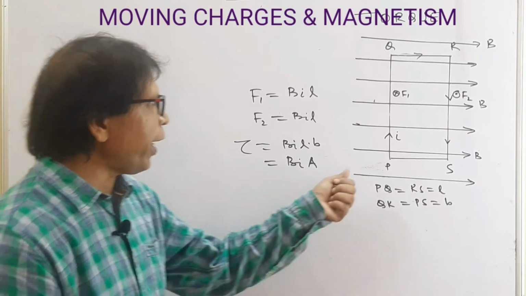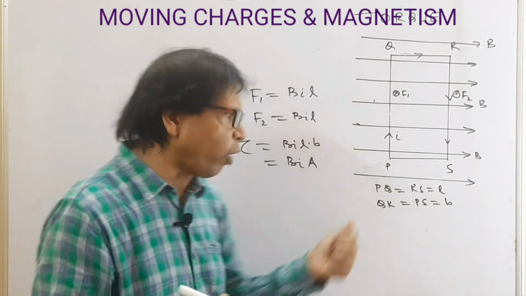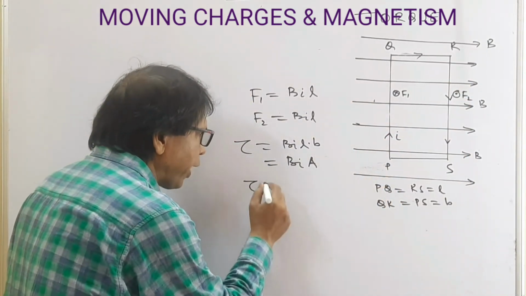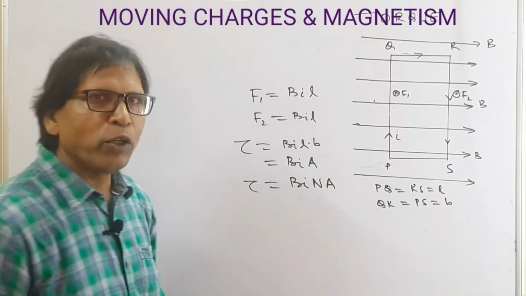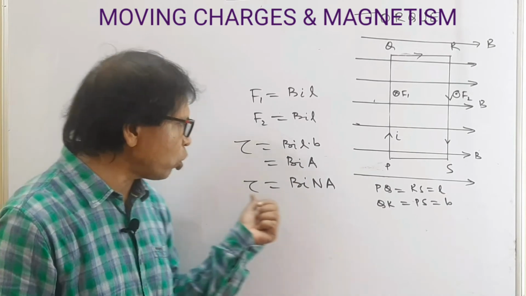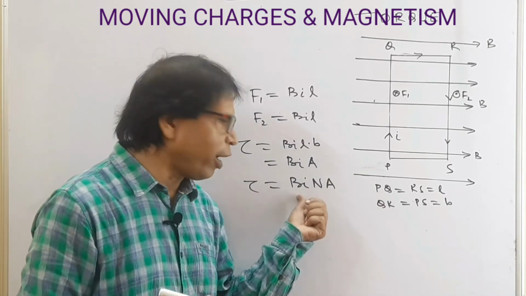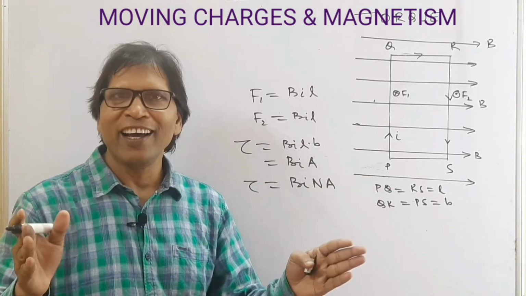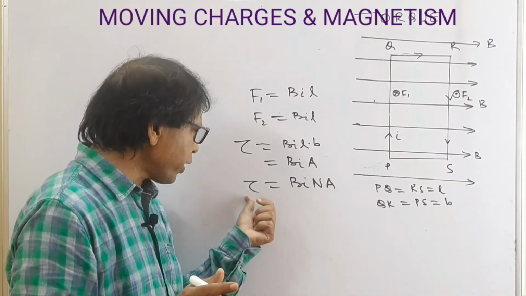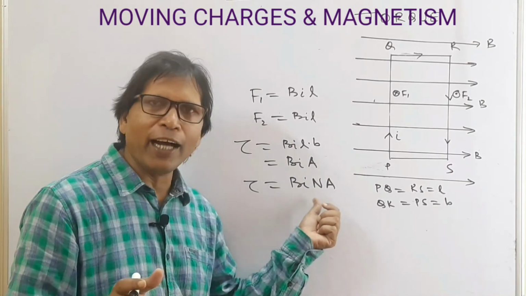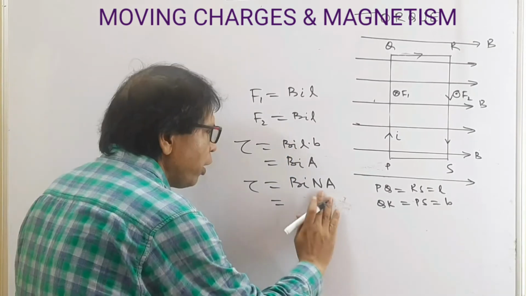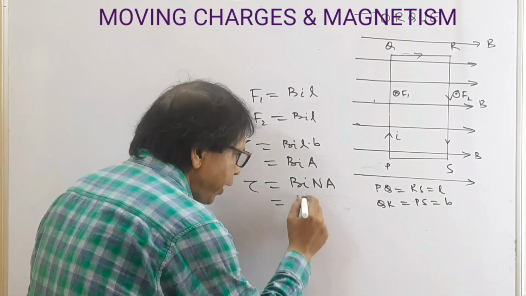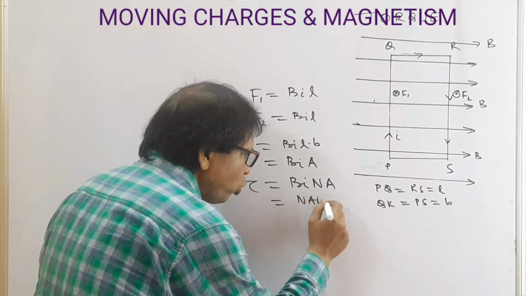Look at this, if N is the number of turns in the coil, so torque tau equals BINA. So the torque acting on the coil is BINA. Okay, the torque acting on the coil is BINA. Now look at this, NAI into B.